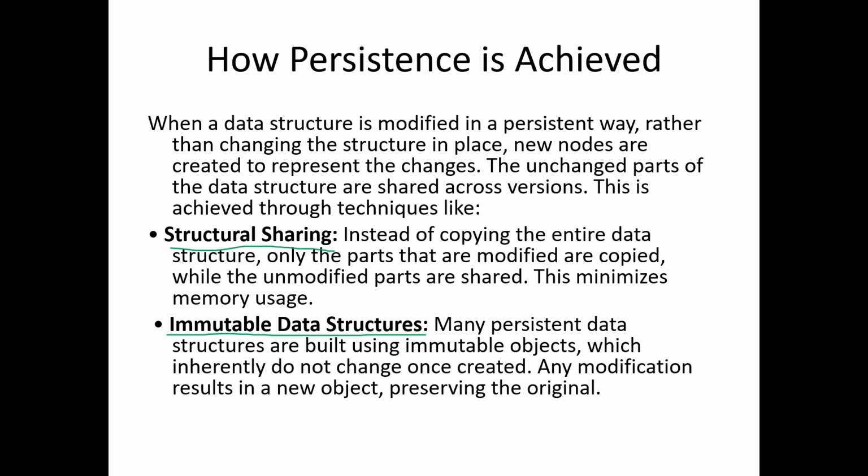Firstly, structural sharing. Instead of copying the entire data structure, only the parts that are modified are copied, while the unmodified parts are shared. This minimizes memory usage. Whereas with immutable data structures, many persistent data structures are built using immutable objects, which inherently do not change once created. Any modification results in a new object, preserving the original.